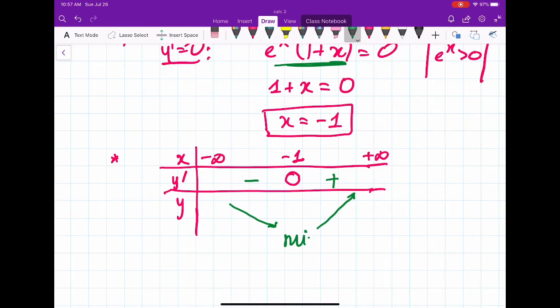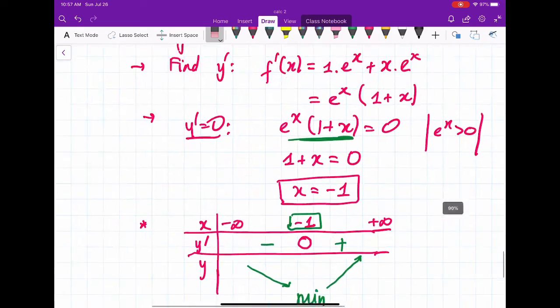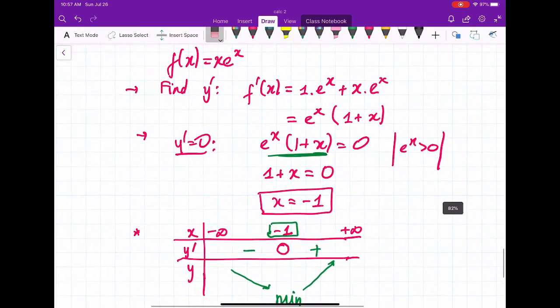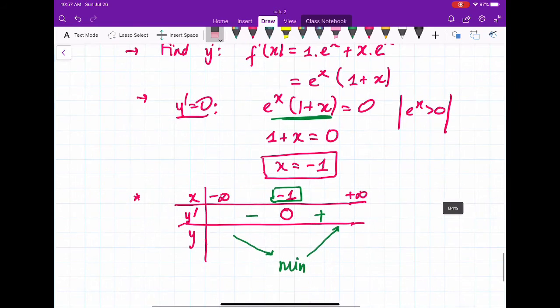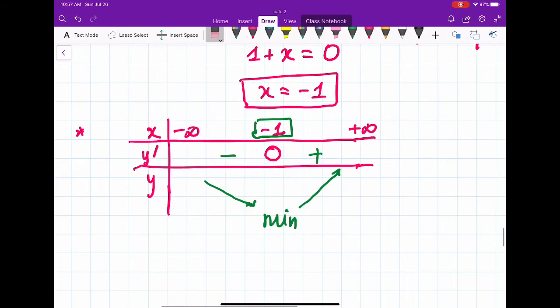And the function attains relative minimum. And not only, it's global minimum at negative 1. So you plug negative 1 into the function. Here's your function x e to the x. You will get negative e to negative 1. So this is your minimum. Okay?